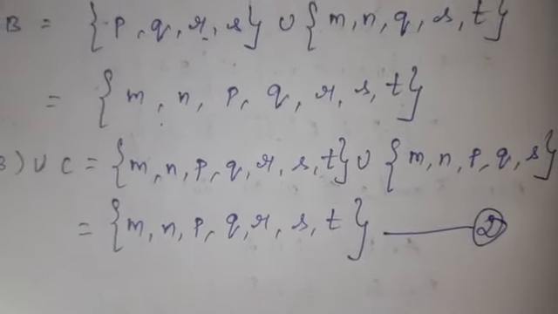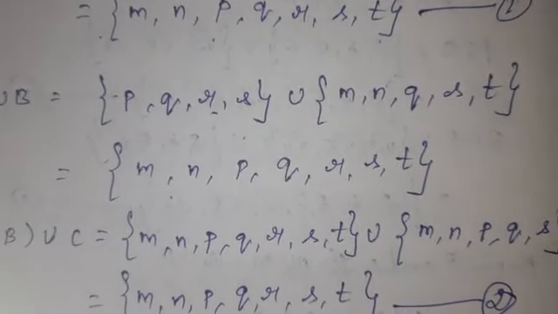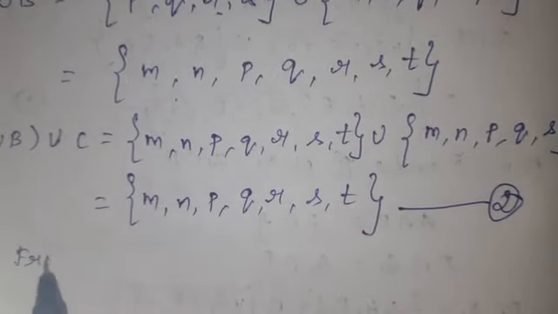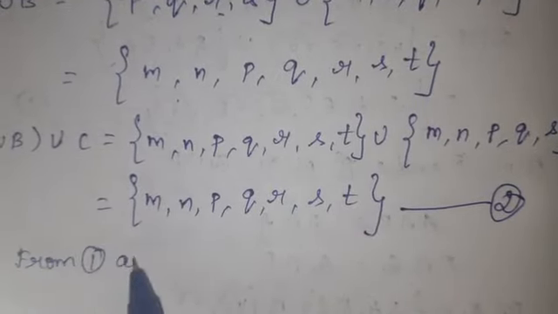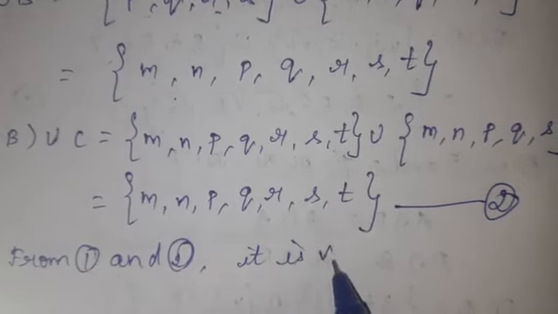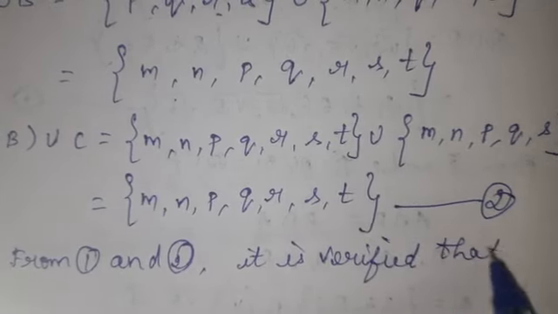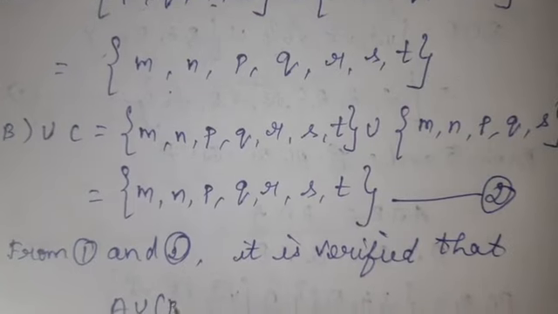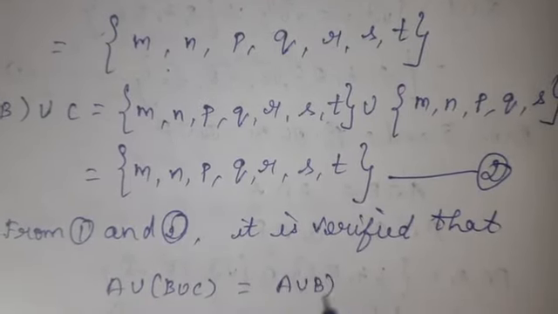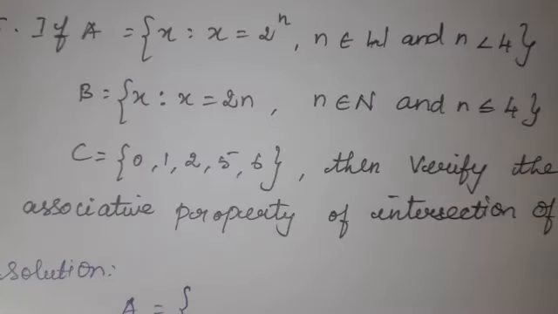From 1 and 2 you see that both answers are equal. Therefore it is verified. That one you should write. Here I am writing it as: from 1 and 2 it is verified that A union B union C is equal to A union B union C. This means both answers are equal.